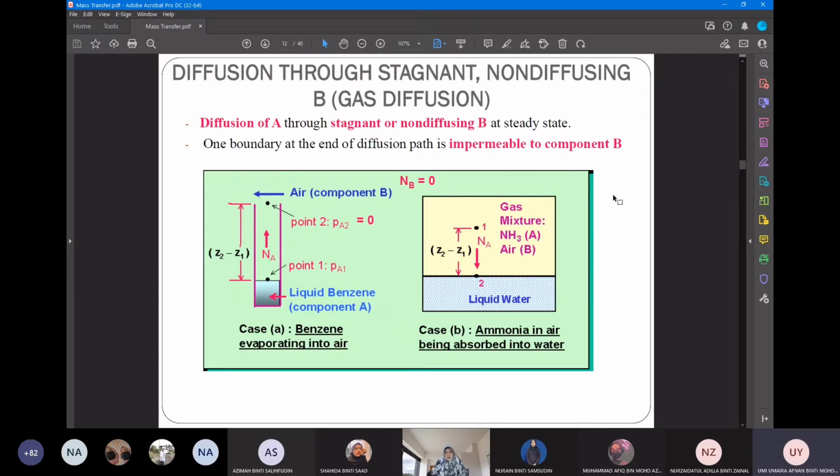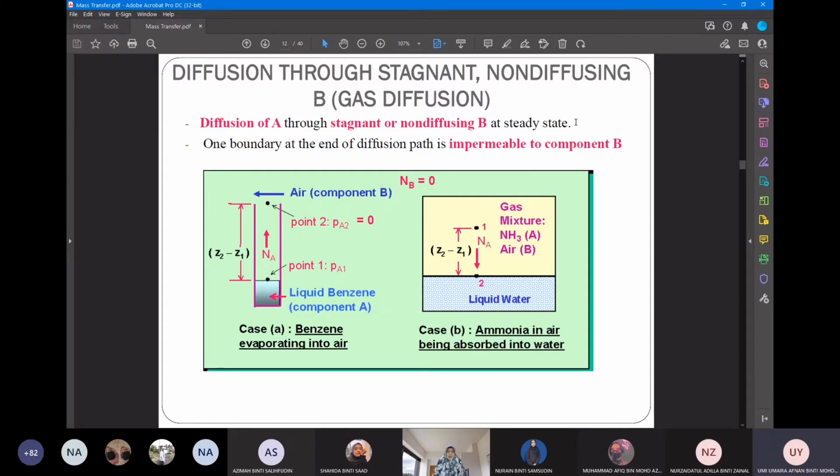When you talk about diffusion through stagnant, what diffuses? You definitely say that A diffuses through stagnant, and B is non-diffusing. Easy like that. A diffuses, B does not diffuse. And we are talking about diffusion of A through stagnant, non-diffusing B at steady state. So the majority is about steady state. Why steady state? Because it is easy for you to calculate. If you talk about unsteady state, it is a complex calculation.